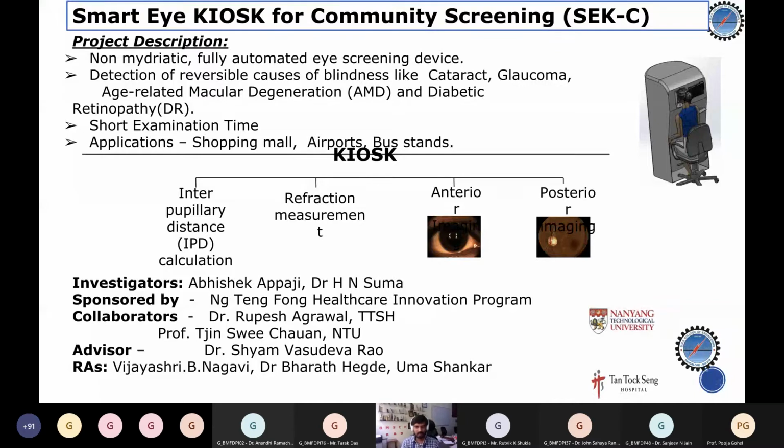If you're wearing specs, you would know there is a person standing at that side. You have to sit here, and then they'll check your eyes and tell you, okay, this specs, this not specs, this is some problem, you have to get it examined, and so on and so forth. This one is completely automated.